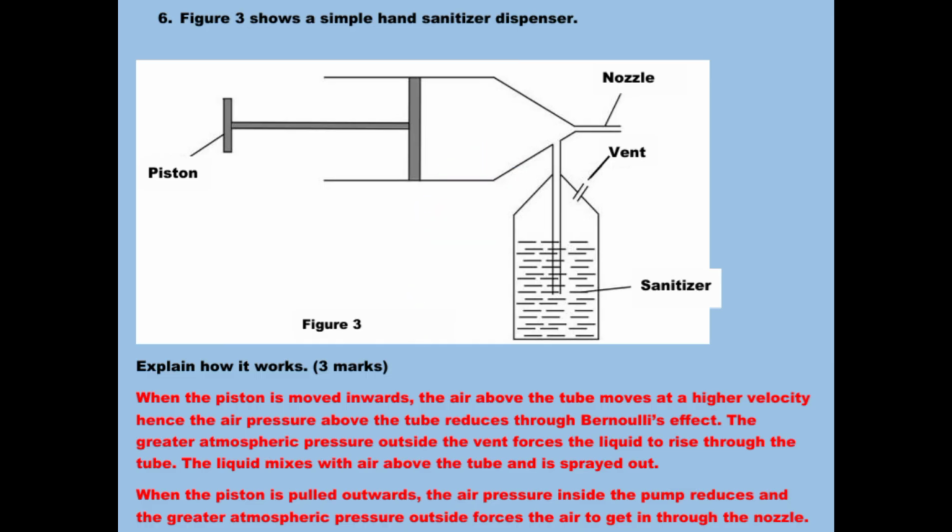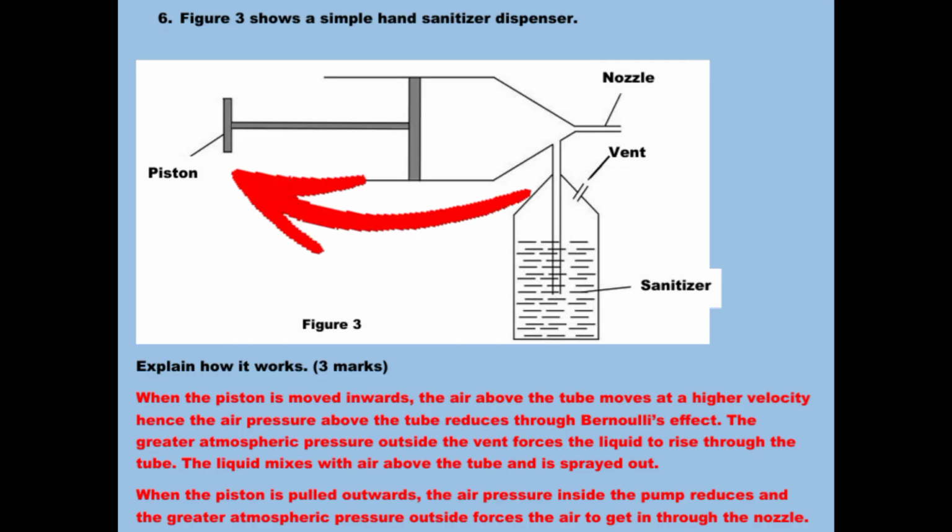And we know in Bernoulli's principle and effect, when the air moves at a higher velocity, then the pressure decreases, and that is simply to say that the air pressure above the tube or nearer the nozzle will decrease, and that simply means that the atmospheric pressure, which is now greater through the vent, now forces this liquid to rise through the tube, just like the working of a drinking straw or maybe a syringe.